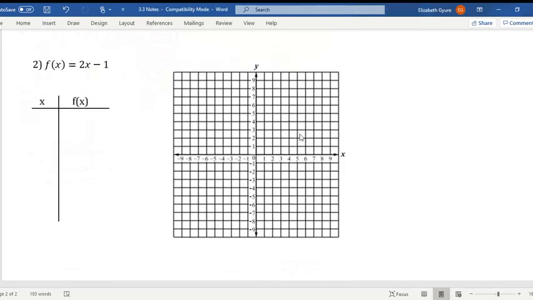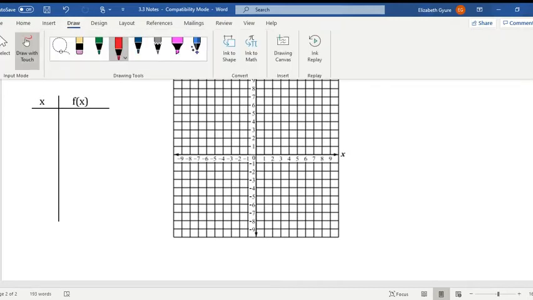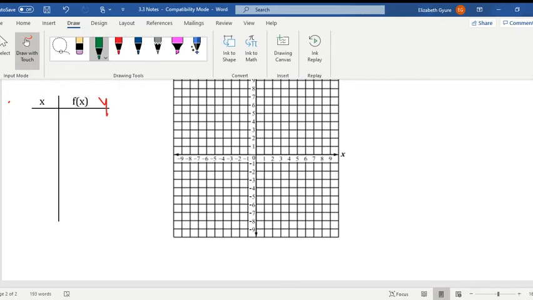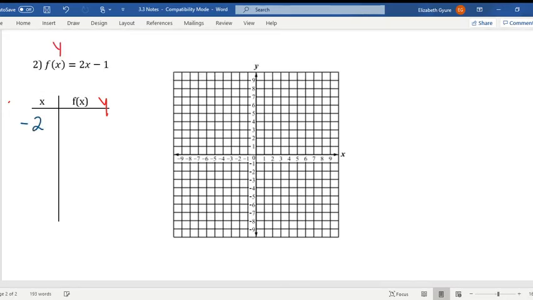So now let's try this out with number 2. F of x equals 2x minus 1. Remember, this means the same thing as y equals 2x minus 1. So we're going to plug in x values to figure out what y is, get our coordinates, and graph it. So for x, I'm going to pick the same points again because they're easy. -2, 0, and 2.